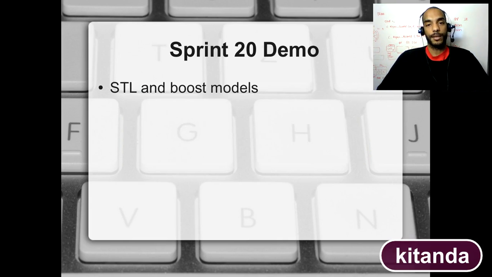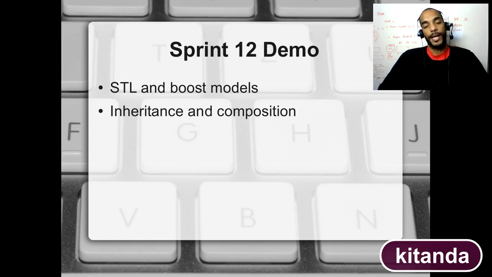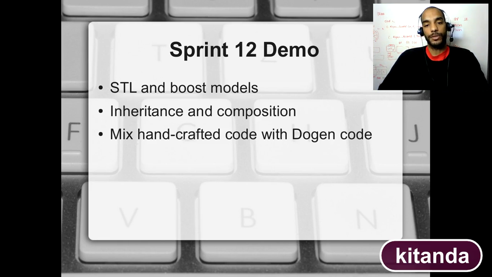This means you can now use STL types and Boost types. These are only a select few types, but they are all the types that we think we're going to need for the foreseeable future. As we need more types, we'll add them. We also support inheritance and composition. We only support single inheritance by design, but you can do whatever you want in terms of composition.